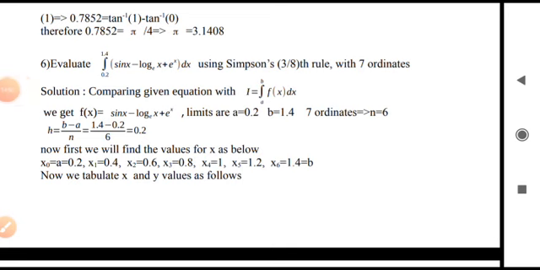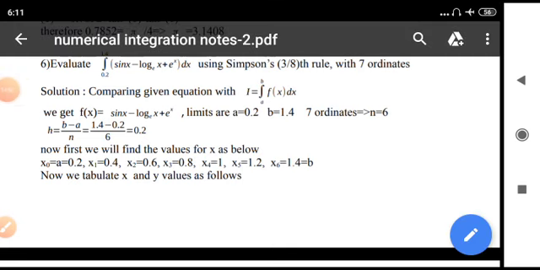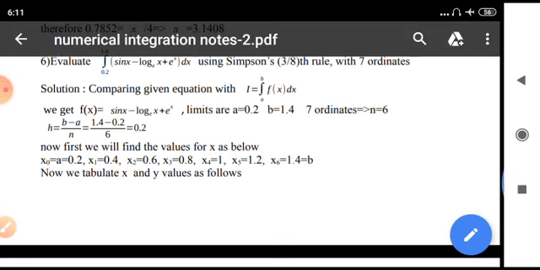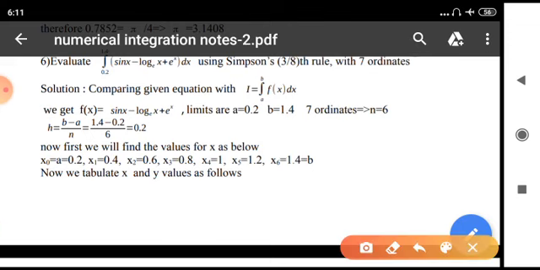We start with x0, which is 0.2. We know that x1 is 0.4. We know the method. What is the formula? x0 plus h. So I will be writing these x values directly. x2 is 0.6, x3 is 0.8, just adding 0.2 to each of the previous values until we get the upper limit. x4 is 1, x5 is 1.2, x6 is 1.4, which will be the upper limit b.